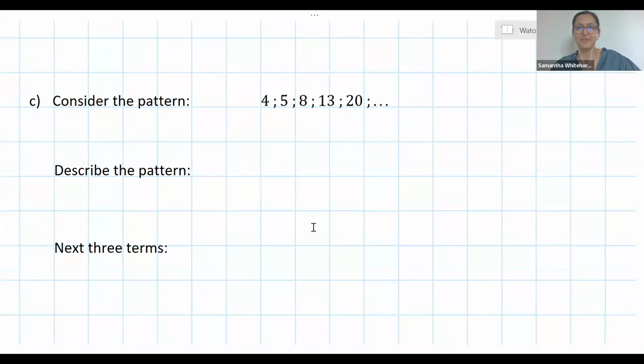Okay, let's have a look at this one. A little bit different, not quite as straightforward as the first 2. So again, I'll give you a second to think about what pattern you see going on here, what you think you do to get from one term to the next. It's the same question, describe the pattern and give the next 3 terms. So take a second and think. And then if and when you're ready, you can put your hand up. So my pattern is 4, 5, 8, 13, 20.